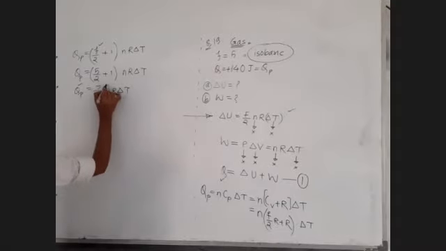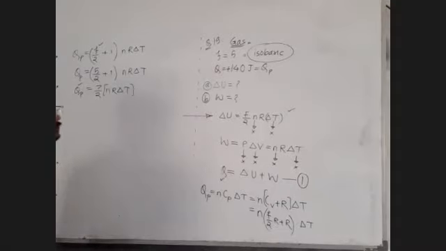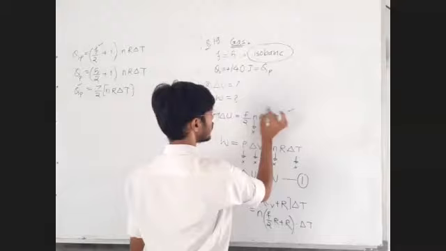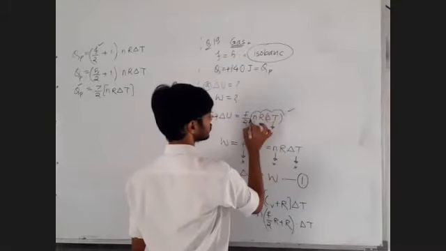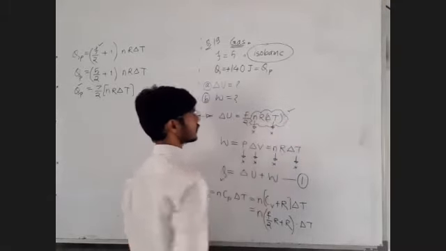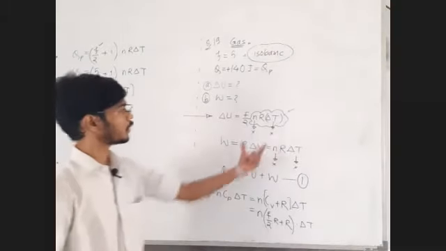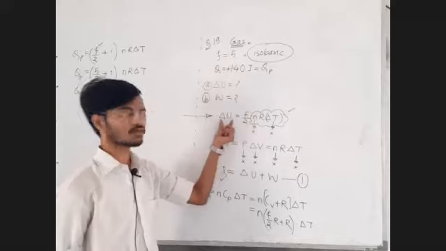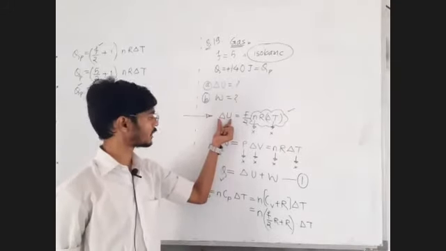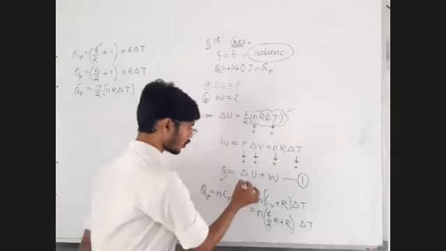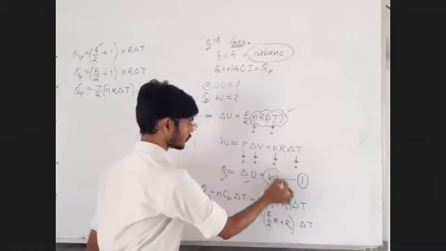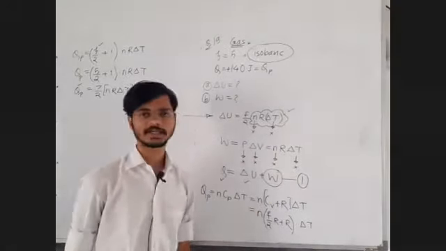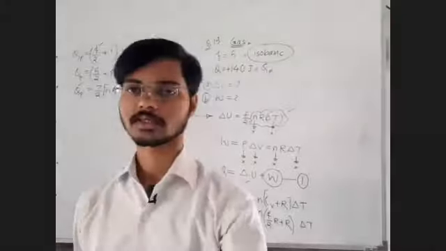So now we can know this value nR delta T. If we now know nR delta T, f is already known to us, so we can know delta U. Once we know delta U, we can also know W. Is this logic clear to all of you? Reply to me in the chat box.